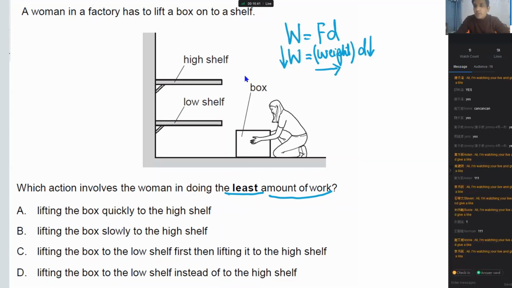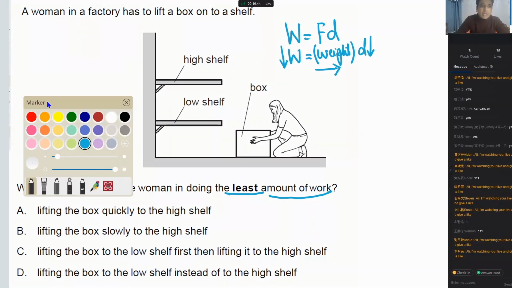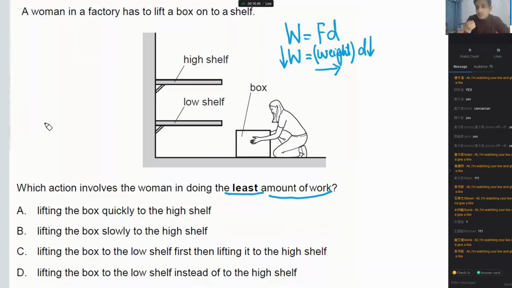Okay, let me explain to you now. If you have tried, it's good. If you're still working, you can follow me on how to answer this problem. Imagine that this person moves this box to this point. How much work does this person have to do? Let's say this distance is D. This distance is 1D, and the distance between these two shelves we can say is 2D, double D. 1D here, 1D here. Just for simplicity, I can say this is 2D. So the least amount of work is done when the person moves this box from the ground to this one.